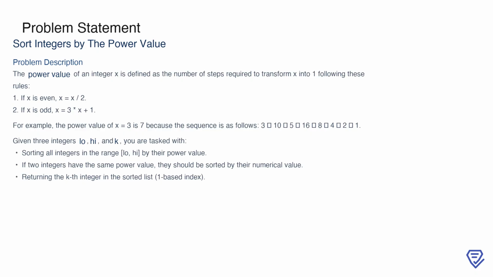Now, given a range of integers defined by two values, low and high, we need to sort all the integers in this range based on their power values. If two integers have the same power value, we then sort them numerically. Finally, we return the kth integer in the sorted list, where k is a 1-based index.